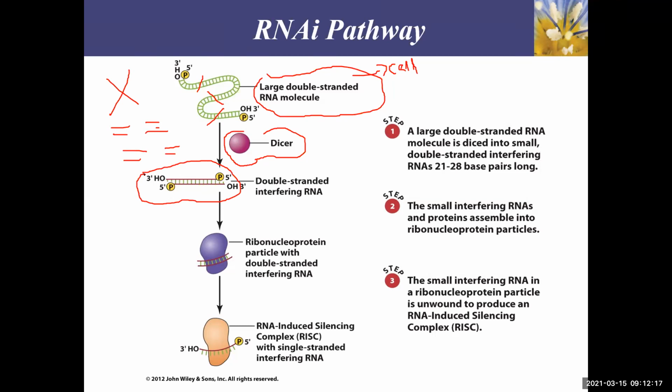So the next step, what happens? One fragment out of it binds to a specific protein. As I said, we are not going into details. It's called a ribonucleoprotein. Once it binds with the protein, it results in the formation of something called RISC.